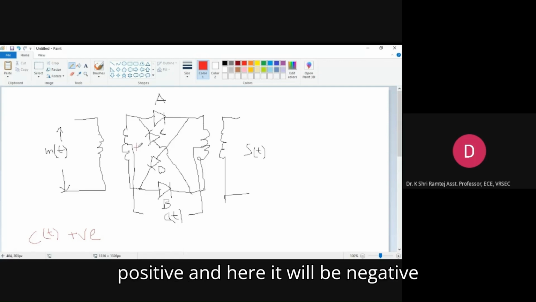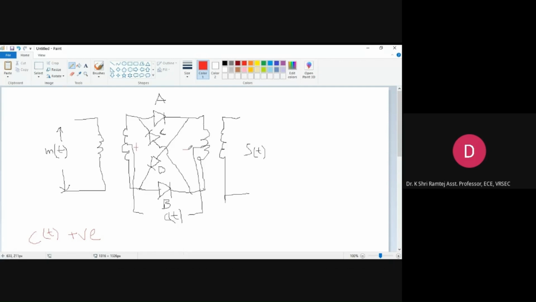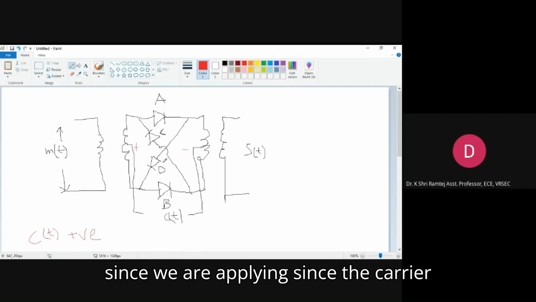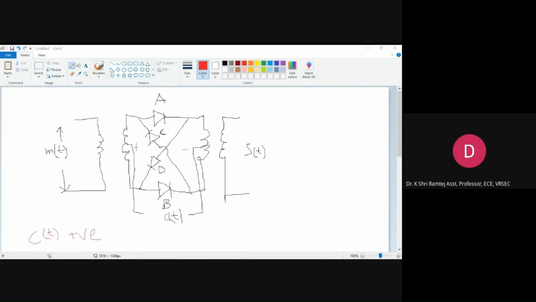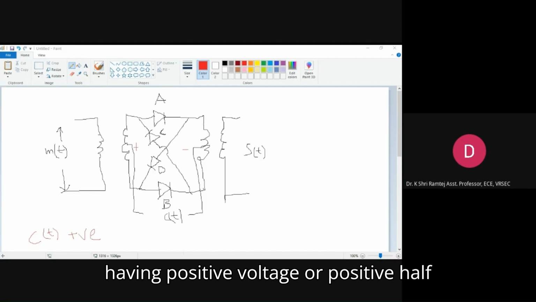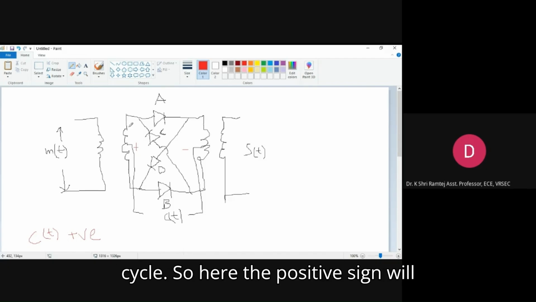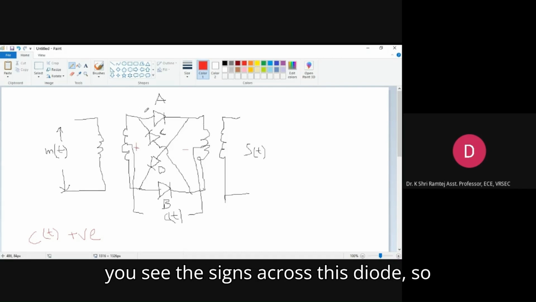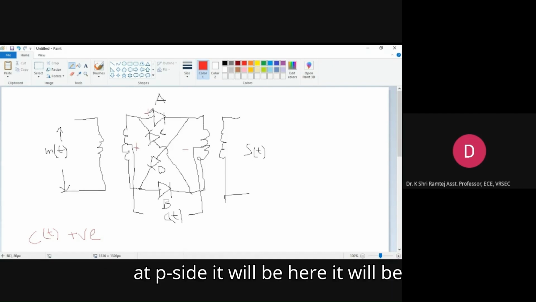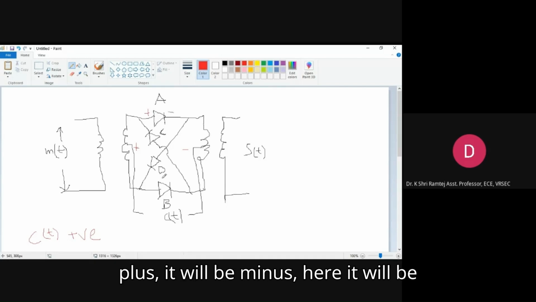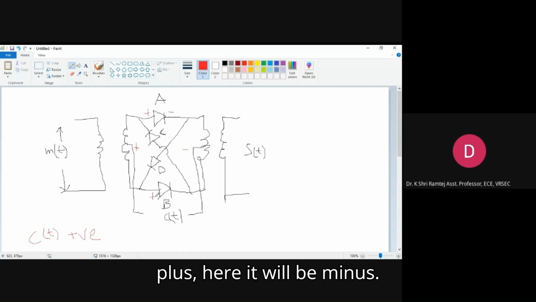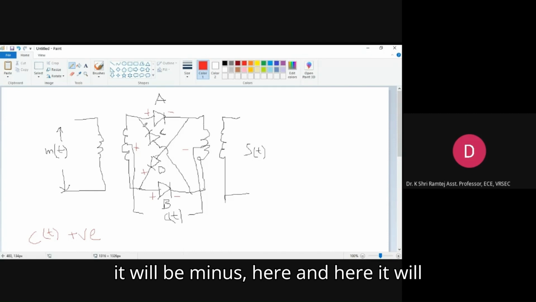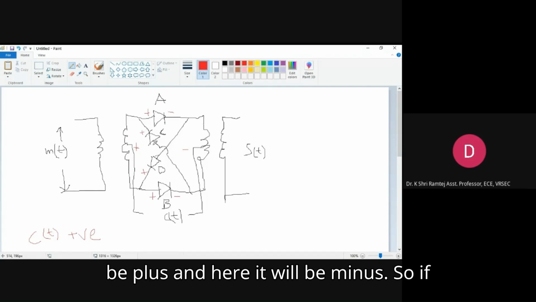it will be positive and here it will be negative. Since the carrier is having positive voltage or positive half cycle, here the positive sign will come and here it will be negative. So if you see the signs across these diodes, on the P side here it will be plus, here minus, here plus, here minus. For this diode, plus here, minus here, and here plus, and here minus.